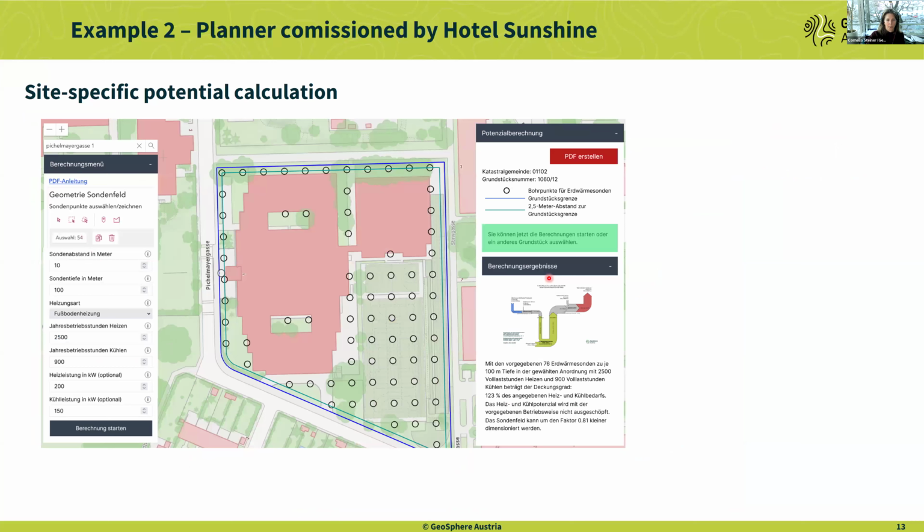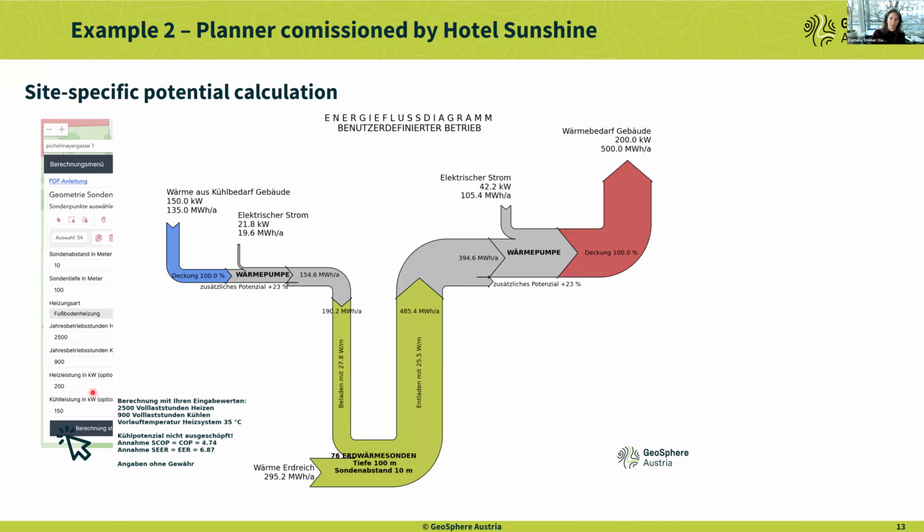But if you already know how much energy you need for heating and cooling, you can also plug in your demand for heating and cooling. Hit start again, and then you would see if your demand is covered or not. You can see this, for example, here in this flow diagram. We see that there is actually a lot of potential for heating and for cooling available. So this tells us that this borehole heat exchanger field is too big.